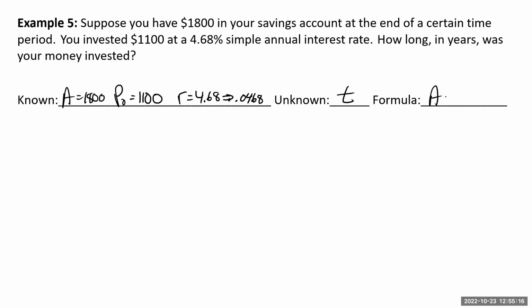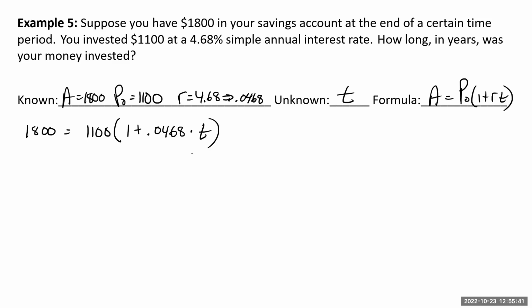Since I know my A value, I'm going to use the fact that A equals P sub 0 times 1 plus RT. Setting this up, we've got 1,800 is equal to 1,100 times 1 plus 0.0468 times my T value. Oh, I don't know T. We call that T.